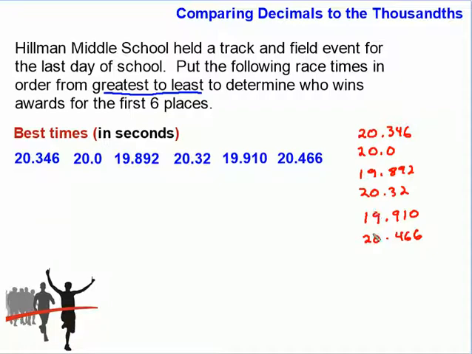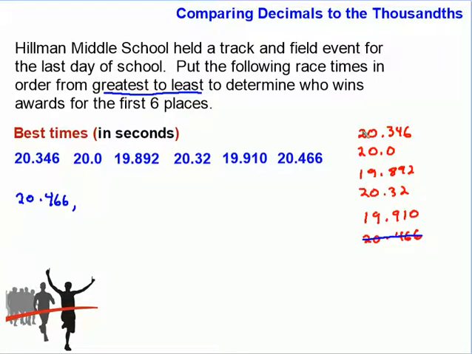So, which one of these is the largest? Well, we can go down through here and we can start on the left-hand side and compare our place values. So we'll start from the tens place. 2 is larger than 1, so we know that these numbers are larger than the ones that begin with 1. Moving over here, all of those that start with 2 have a 0 in the ones place. Then we have to move over to the tenths place. In the tenths place, 20.466 has the largest value, so we know that that is the best time, 20.466. So we'll cross through that one.